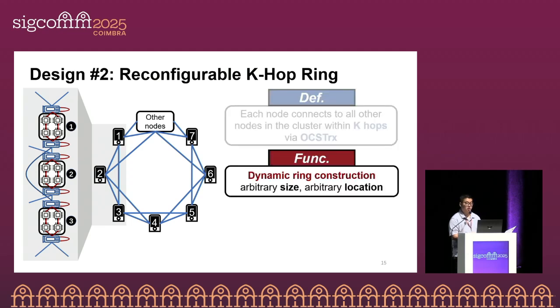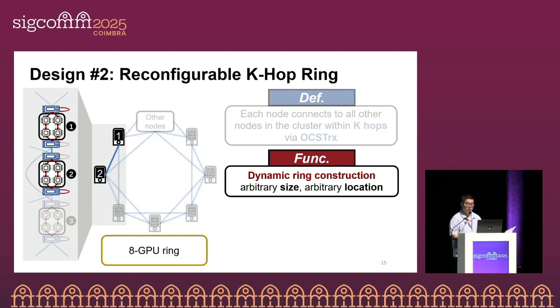The first feature of the rectangular K-hopping topology is dynamic ring construction. By activating different paths of the OCS transceiver, we can build a GPU-granular ring of arbitrary size and location. For instance, nodes 1 and 2 can form an 8 GPU ring. Nodes 1, 2, and 3 can form a 12 GPU ring in a similar way.